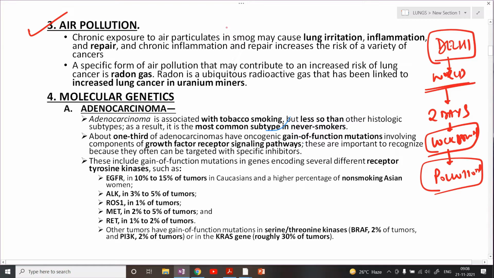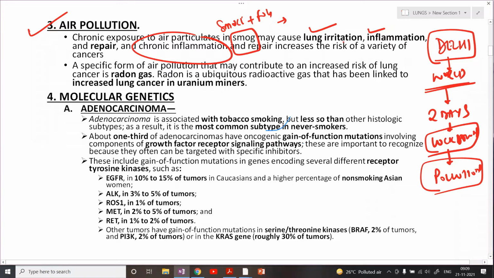Specifically, when smoke combines with fog, they create something called smog, and this is what was reported in Delhi in the past few days. So air pollution of any form, be it gasoline or industrial smoke, causes lung irritation and inflammation. Okay, so whenever there is chronic irritation and inflammation, what is going to happen?